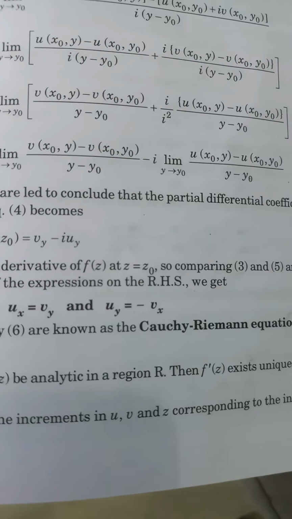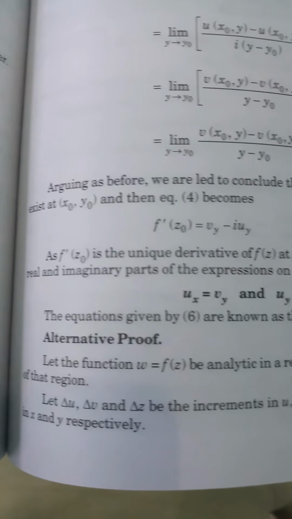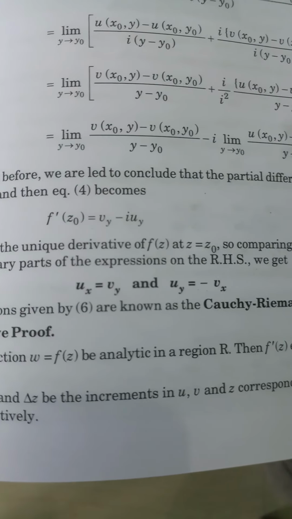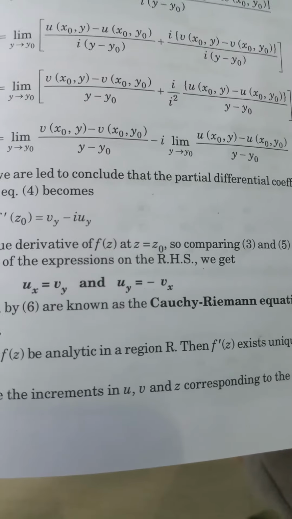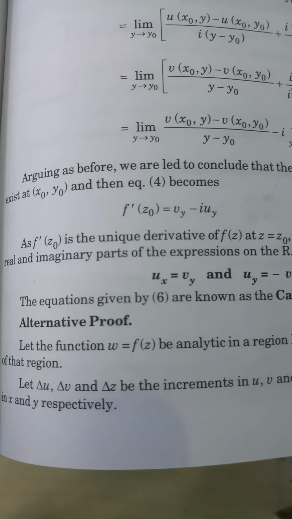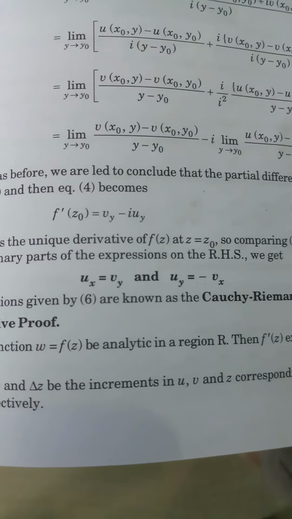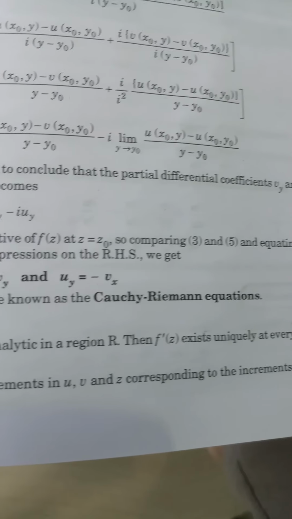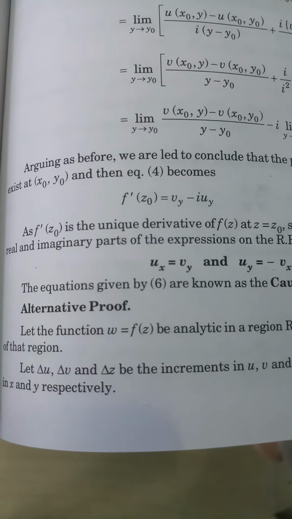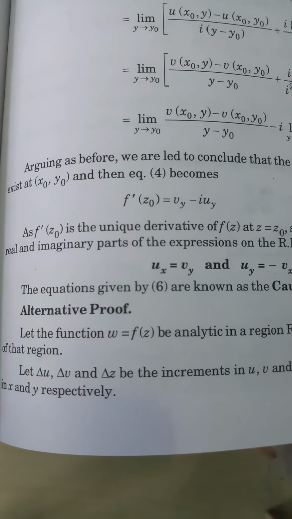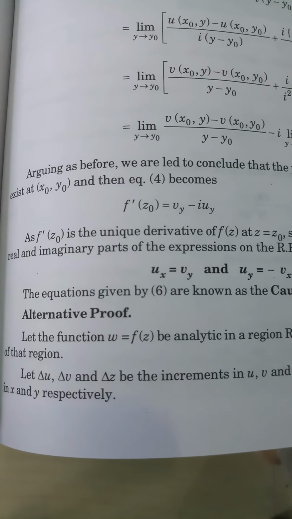On the right hand side we get u_x equal to v_y and u_y equal to minus v_x. Equations given by 6 are known as the CR equations, Cauchy-Riemann equations. We can give the alternative proof of these Cauchy-Riemann equations.